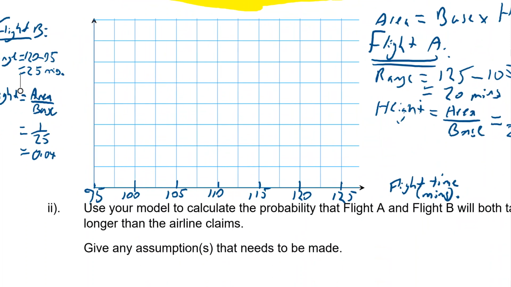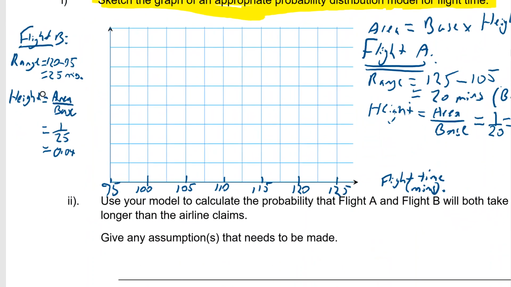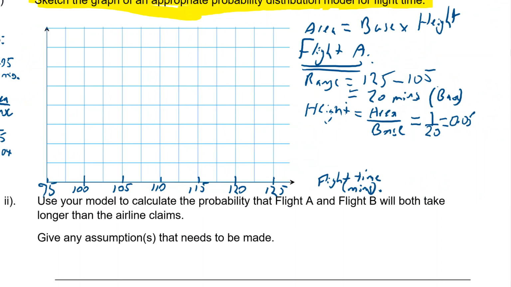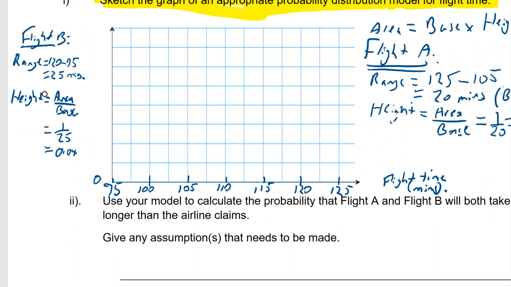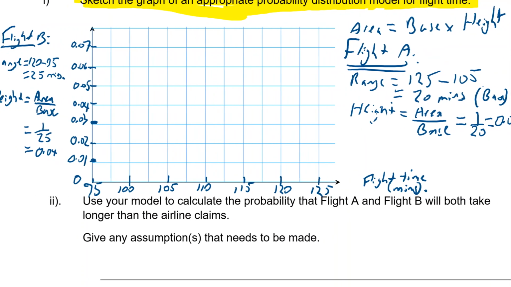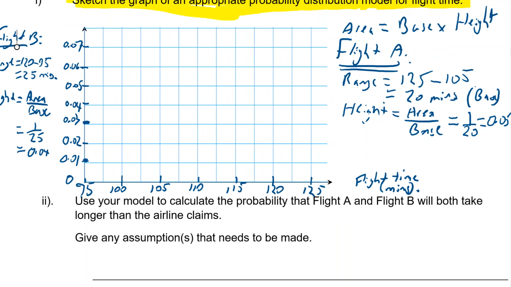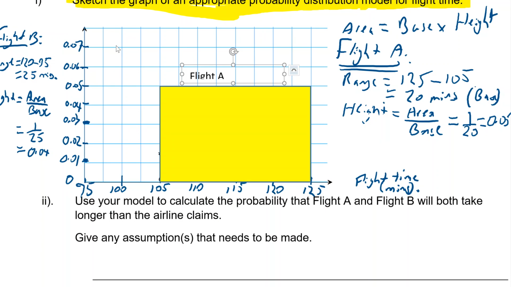So our vertical axis has to cover a height of 0.04 for flight B and a height of 0.05 for flight A. So if we number it like so, going up in 0.01s, then we can plot them. Firstly, flight A, which goes from 105 to 125 and has a height of 0.05. So here's flight A, and now we need to plot flight B.